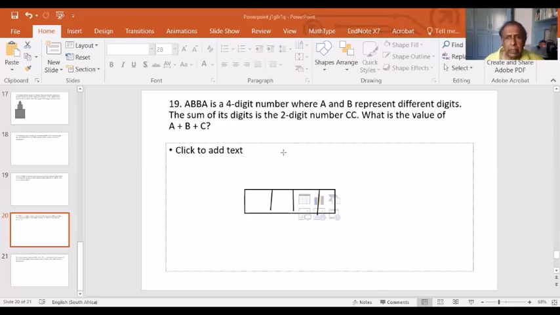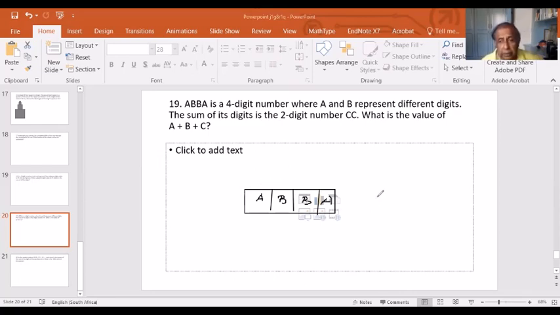All right, what does it say here now? It said the sum of its digits is CC. So this is of the form ABBA. It's a famous band. Okay, now A and B represent different digits. By digits you mean 1, 2, 3, 4 up to 9, or even 0. Okay, now they say the sum of its digits is a 2-digit number, CC.